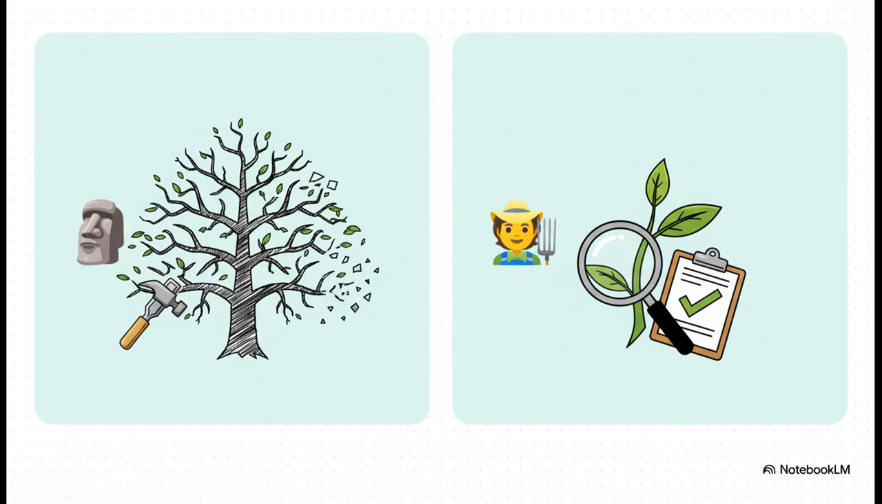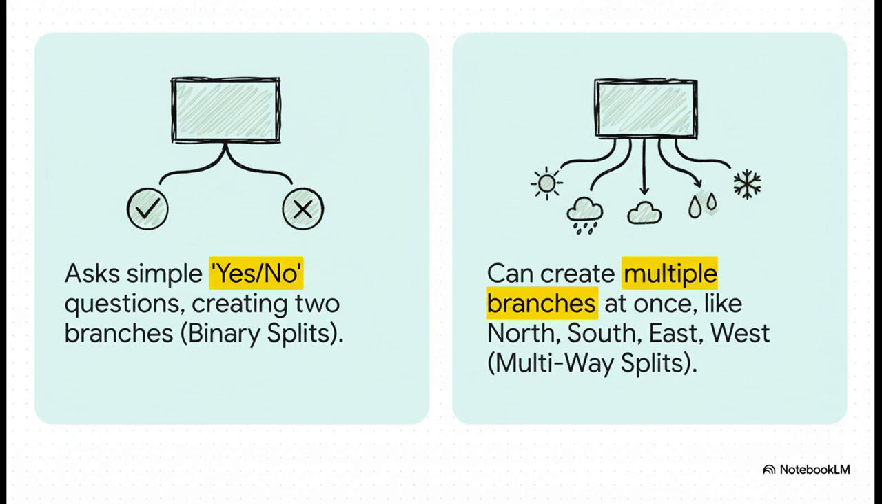The gardener, CHAID, is the total opposite. It's cautious. It will not even let a new branch grow unless the statistical test first proves that it's actually going to be useful. They also ask questions in different ways. The sculptor, CART, only ever asks simple yes-no questions. These are called binary splits. But the gardener, CHAID, is a bit more flexible. It can take one variable, like region, and create 4 branches all at once, one for north, south, east, and west. And this usually gives you trees that are a lot wider and shorter.